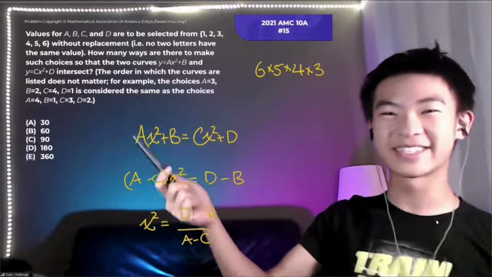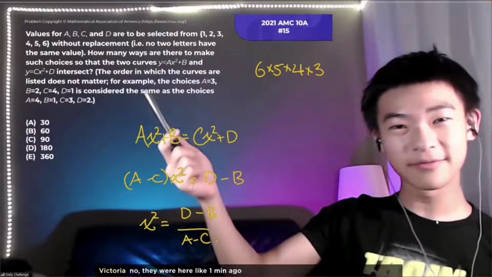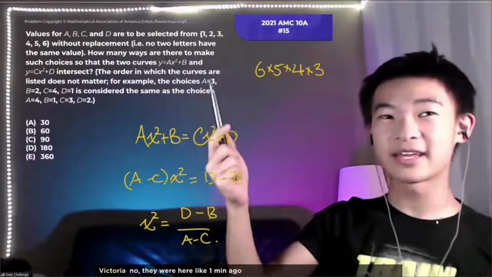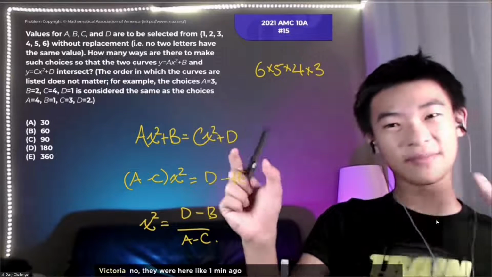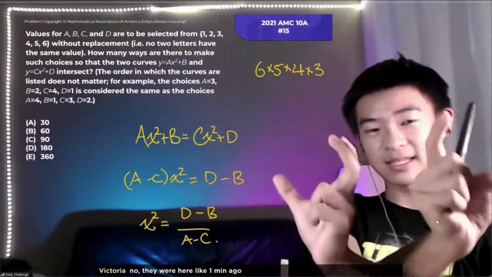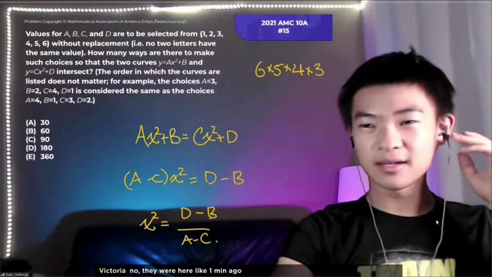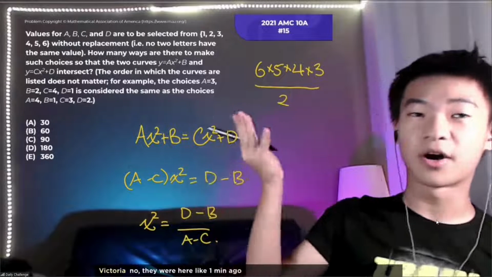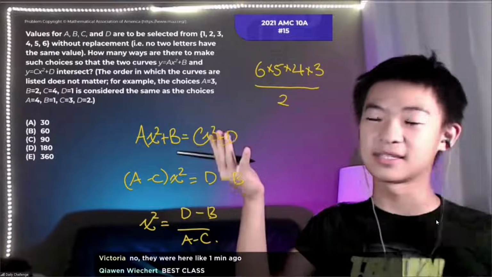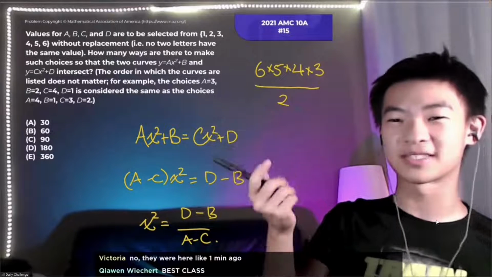But we have a strange condition here that says the order in which the curves are listed does not matter, and it gives us an example. Basically, swapping A, B and C, D in that exact order does not matter. So in reality, there are only this many possible A, B, C, D selections. That's like the total possible.